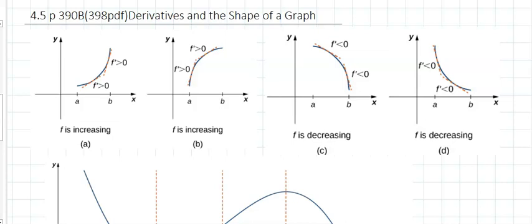Section 4.5 talks about derivatives and shapes of the graph. So they talk about if a function is increasing, the derivative is always positive, and if a function is decreasing, the derivative is always negative. So the slope of the tangent is negative all the time. If it's decreasing, again, you move left to right, and if it's increasing, but we did that already.